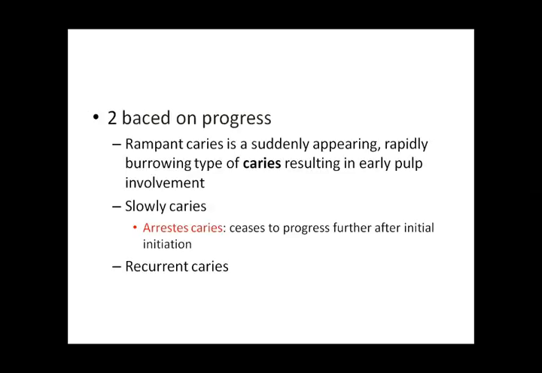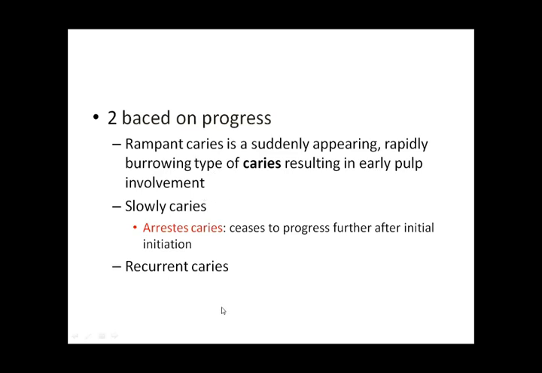Number two, based on progress. Remittent caries is a sudden-appearing, rapidly burrowing type of caries that results in early pulp involvement. There are different kinds of caries, and we give them names. One is rampant caries, and one is slow or arrested caries, which ceases to progress further after initiation. This kind of caries is initially formed, but after that it stops growing.